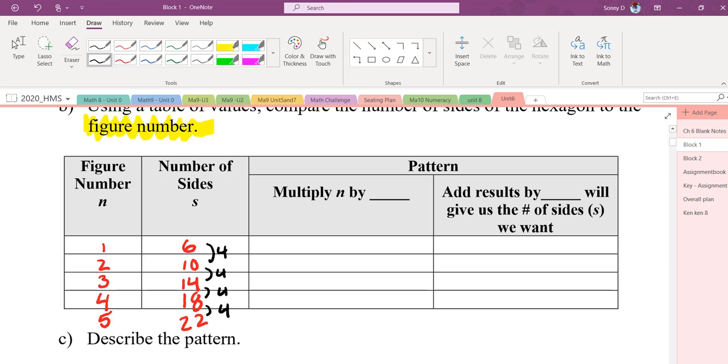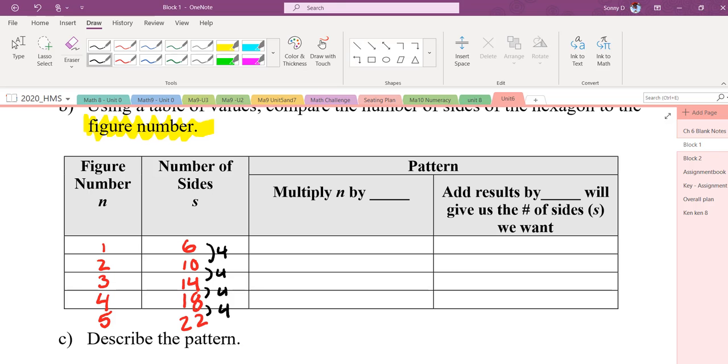Now, that plays a key role in determining how to create a formula, right? Because if I asked you what the 100th figure looks like, or how many sides the 100th figure is, you don't want to draw 100 of them or keep on going plus 4, plus 4, plus 4. You want to be able to create a formula, right?